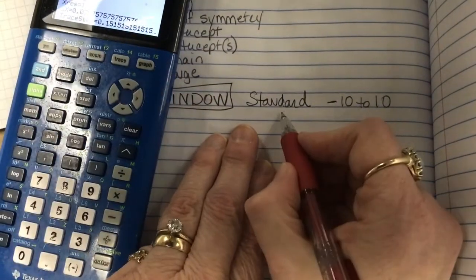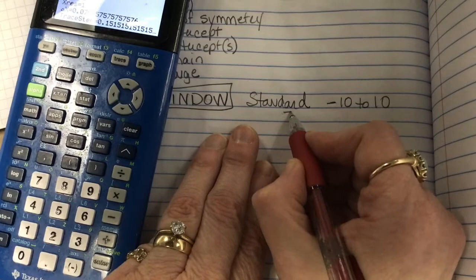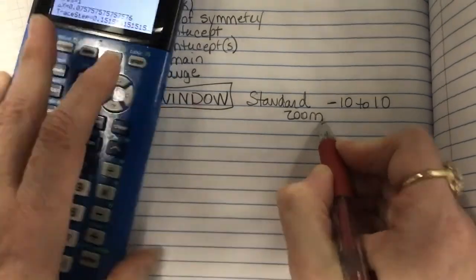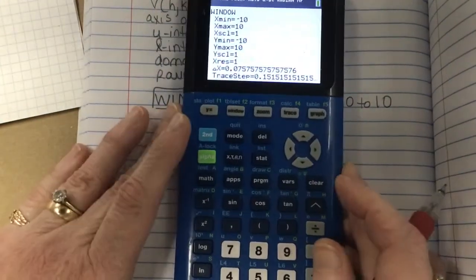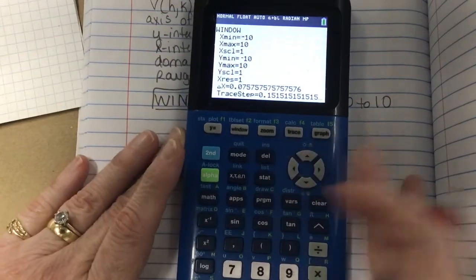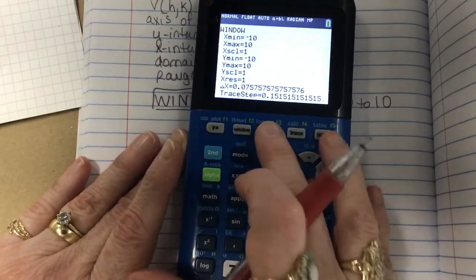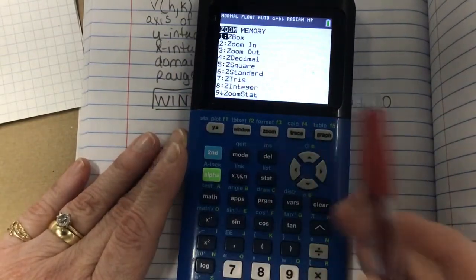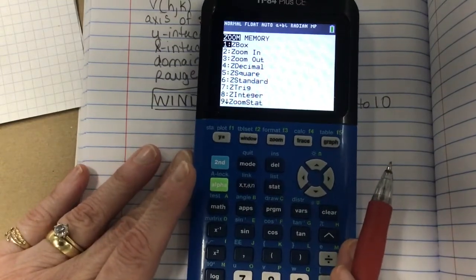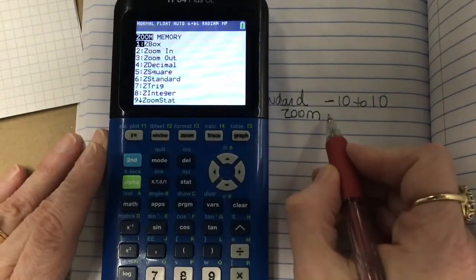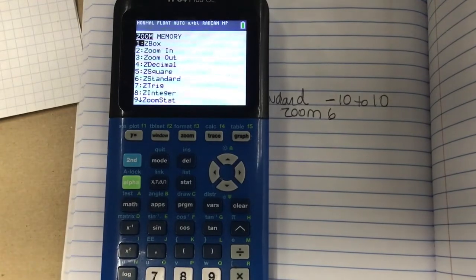And do you remember the quick way to get there if it's not there? Zoom. Remember that one? If you hit your zoom key, go ahead and hit it. Even if you're in the right window, you can still do it. Zoom. And which one says standard? 6. Okay, now these are things, and I know you don't use them all the time, but these are things you've got to be familiar with.